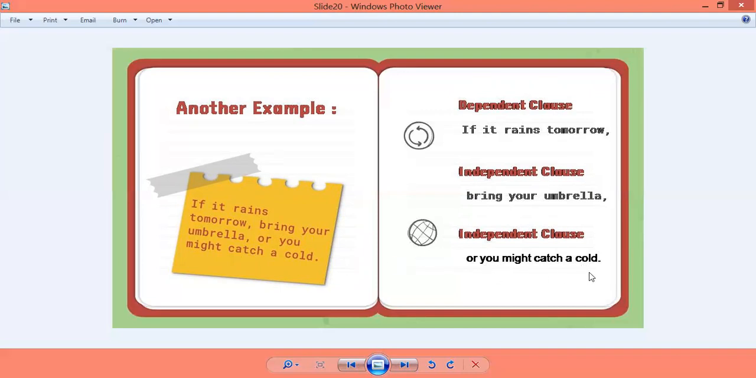You might catch a cold is making sense, right? कि आपको शायद ठंड लग जाएगी. If someone is not telling me umbrella लाइए मत लाए, but if I say that you might catch a cold, it is making sense on its own. And hence we have two independent clauses over here and we have one dependent clause. I hope this one is very clear.